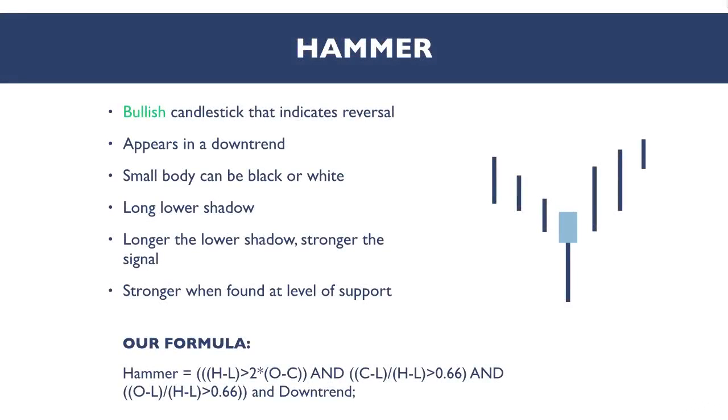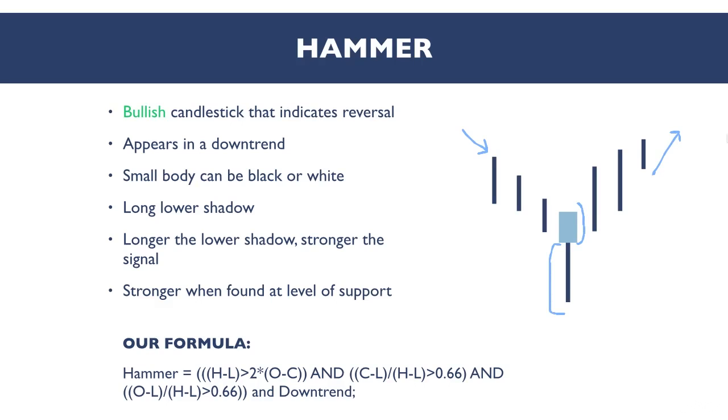The hammer candlestick is essentially the same as the hanging man, but it must appear in a downtrend. This is a bullish one candle pattern that indicates a possible reversal. So the hammer, just like the hanging man, must have a small body, which can be black or white, and it must have a long lower shadow.